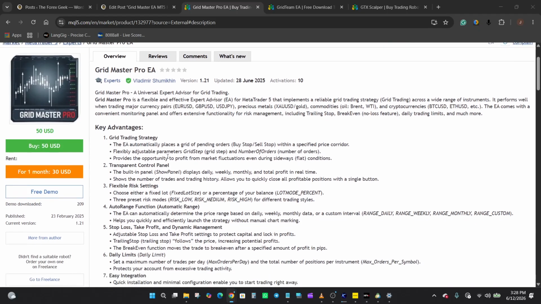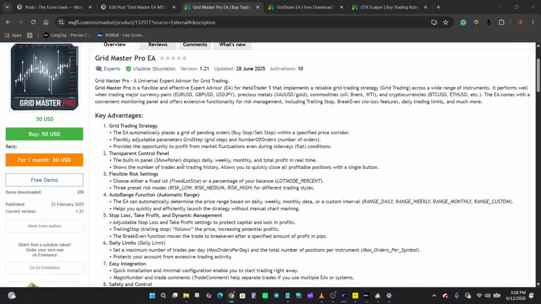Looking through the MQL5 Marketplace page, the Grid Master Pro is presented as a universal grid trading expert advisor designed for a wide range of instruments. According to the developer, it can be used on major currency pairs such as EURUSD, GBPUSD, and USDJPY, as well as gold, oil markets including Brent and WTI, and cryptocurrencies like BTCUSD and ETHUSD.